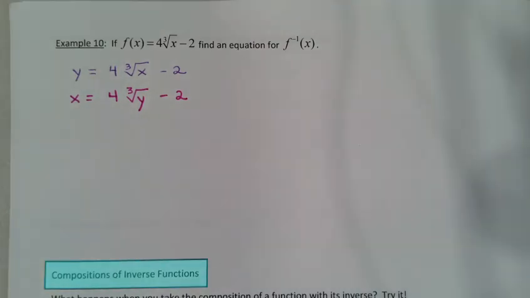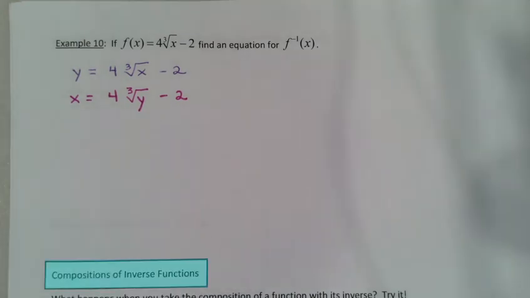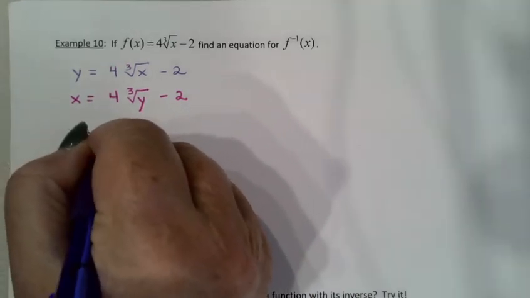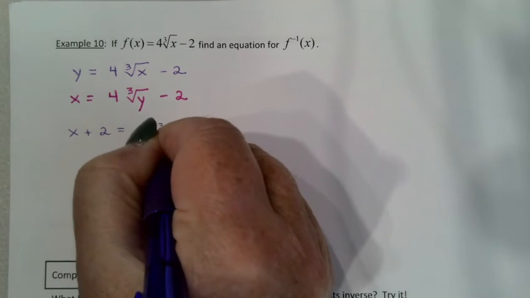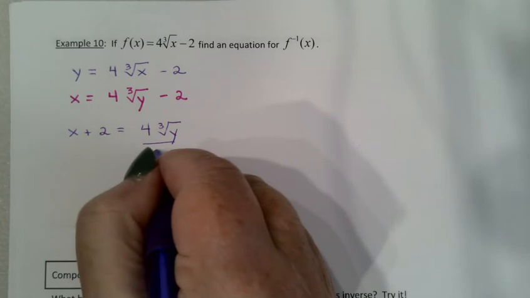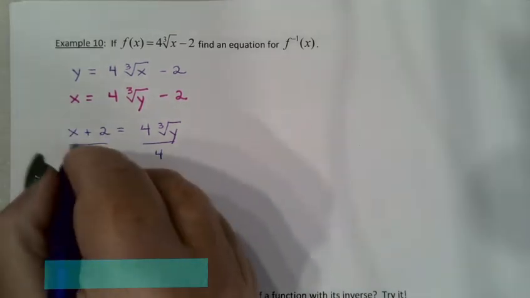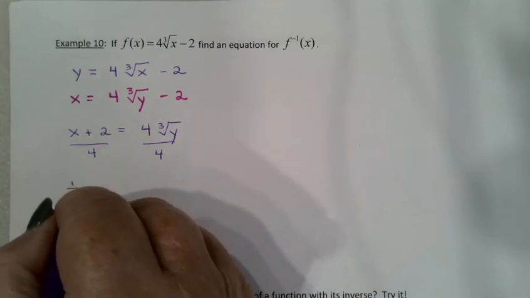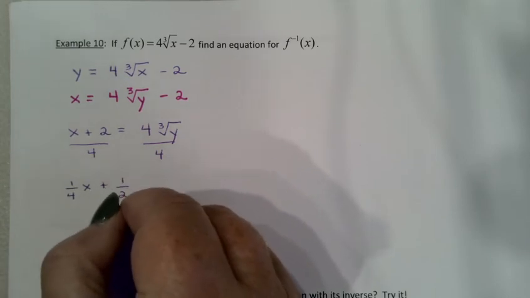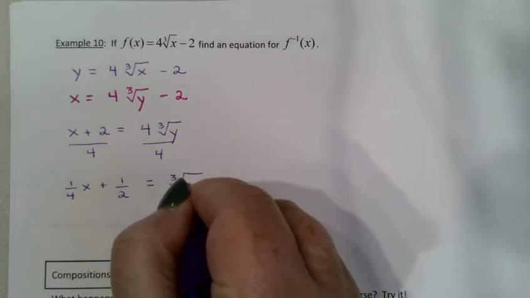All right, the inverse has been created, but to get the inverse function notation, I'm going to have to solve for that y. So I'm going to start by adding the 2. And then I'm going to divide by the 4. And again, if I want to, I could write that as 1/4 x plus 2/4, which reduces to 1/2, equals the cube root of y.